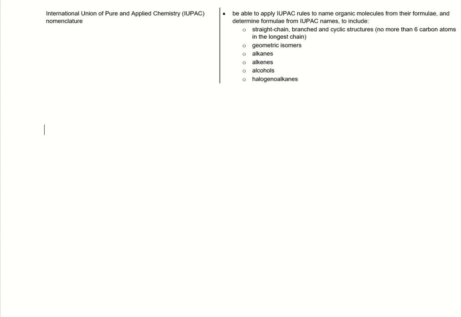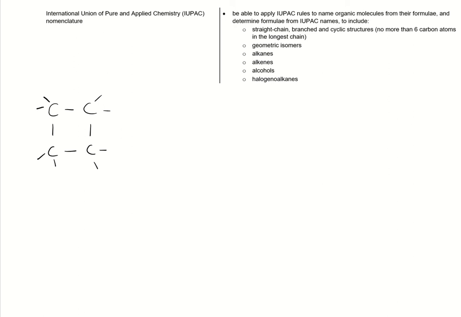Okay, continuing with the organic naming then. So we've done straight chain alkanes and the branched as well. What we'll do is we'll have a look at the cyclic now. So the cyclic, as the name implies, the carbons are going to form an actual ring structure.